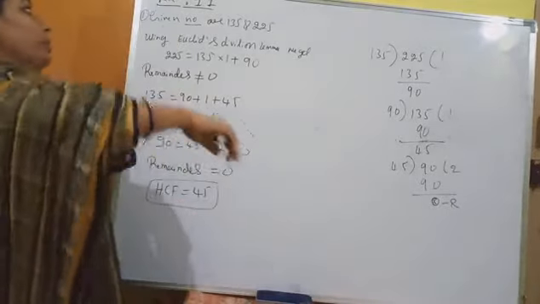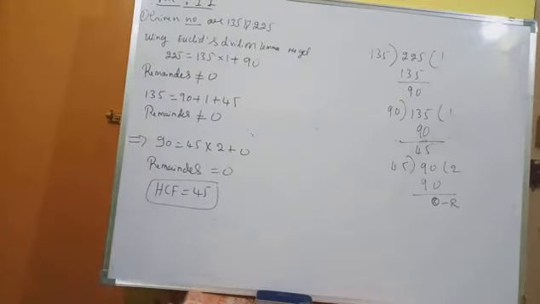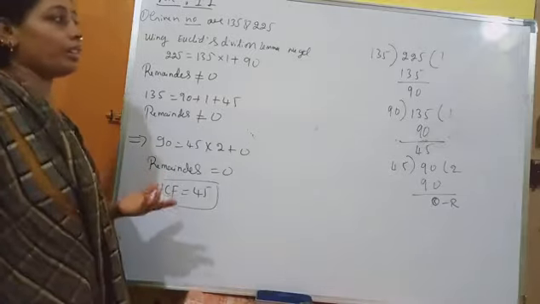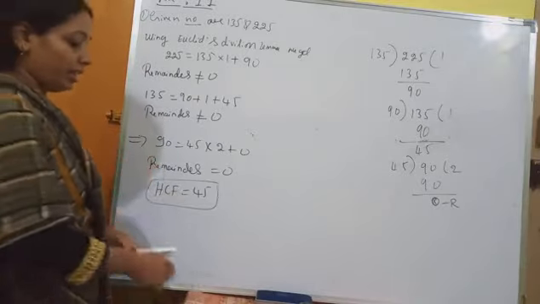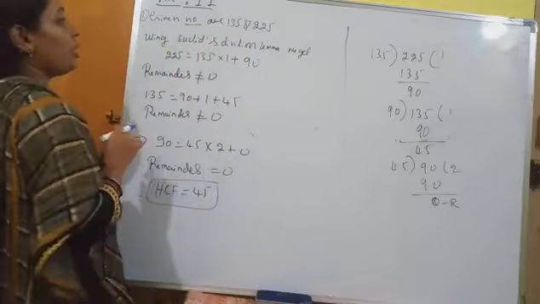Here in NCERT exercise 1.1 we can take the first problem: use Euclid's division algorithm to find the HCF of 135 and 225. Here we have to find the HCF of two given numbers using Euclid's division algorithm. An algorithm is a technique to find the HCF of any two given numbers. The given numbers here are 135 and 225.